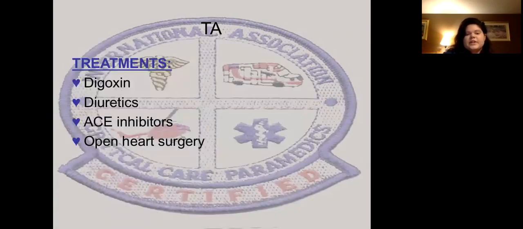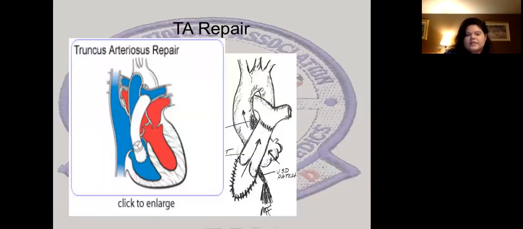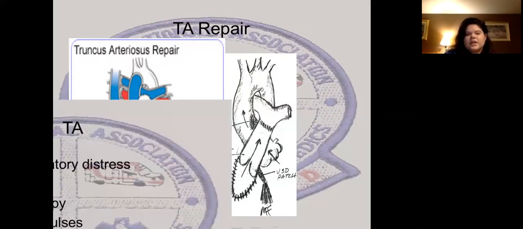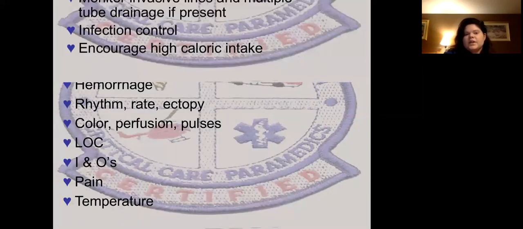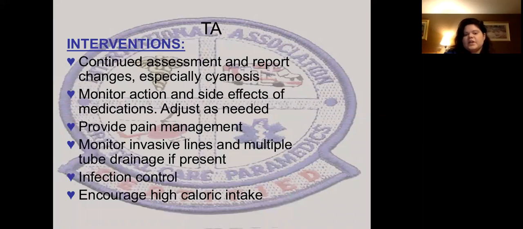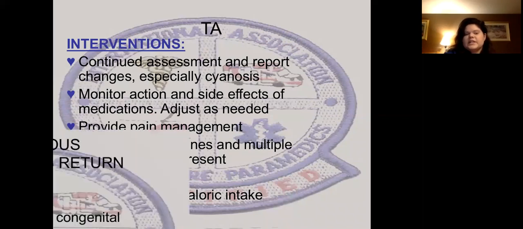Your treatments are going to be your ACE inhibitors, diuretics, but definitively open heart surgery. And this is going to be a repair. So they just go in and give like a patch or try to close that area. The assessment, same, exact same. Interventions, again, same, and you're going to encourage high caloric intake.